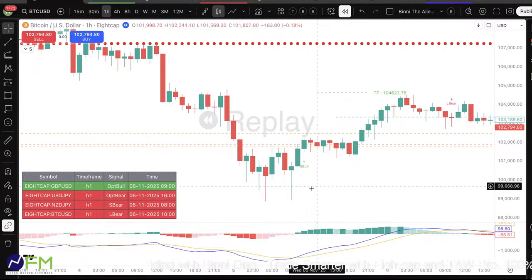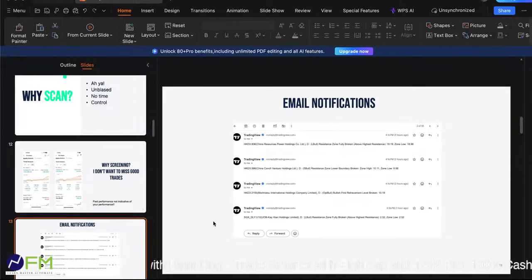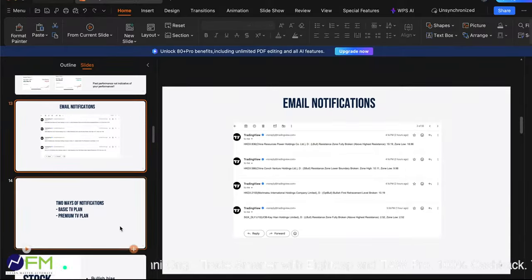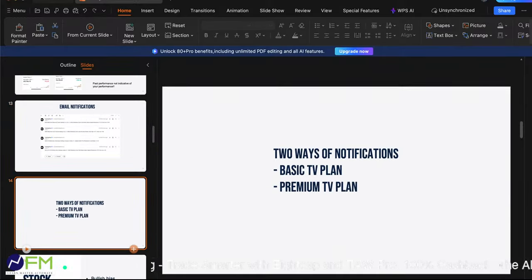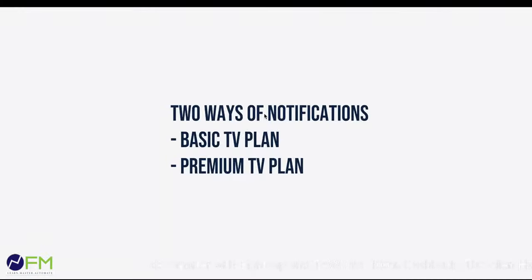Now let me continue with what I have here. That is what I'm talking about. You need to have a basic TV plan, meaning this is a free one. With this free one, you can use our own scanner, restricted to 50 symbols. Now, if you have a premium TradingView plan, then you can scan for your watch list, 2 watch lists. TradingView also has a much higher plan, and then you can scan for more watch lists.